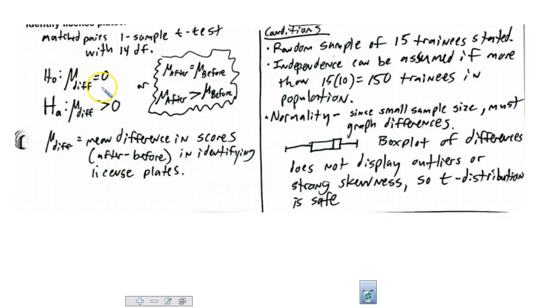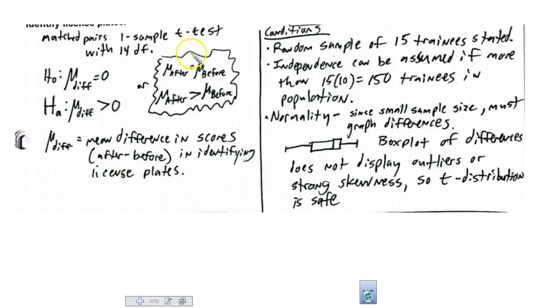Whenever you have matched pairs, I don't want to say every time, but almost every time, your null hypothesis is going to be that the mu diff is equal to 0. And for the alternate, you have to think, well, when I find this difference by subtracting the after minus the before, what am I looking for? To show growth, I would want a difference that is positive, which is greater than 0.